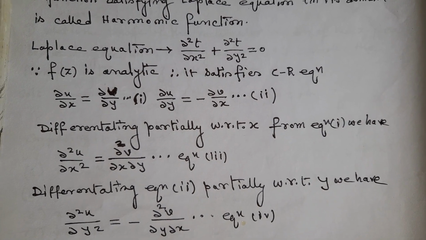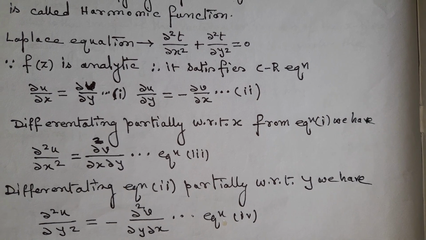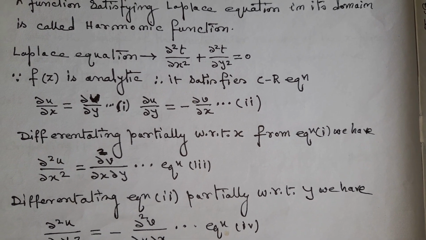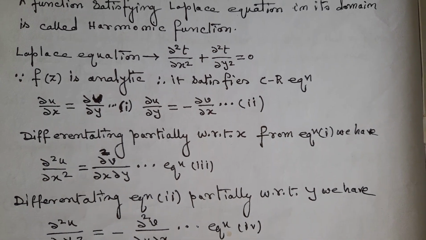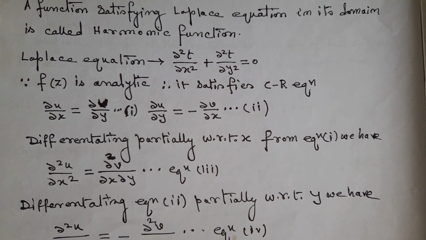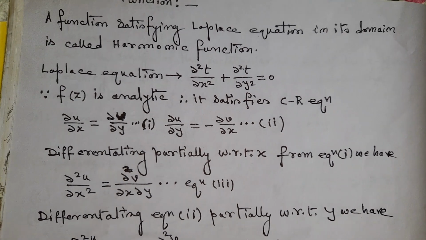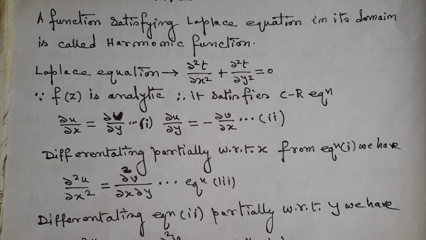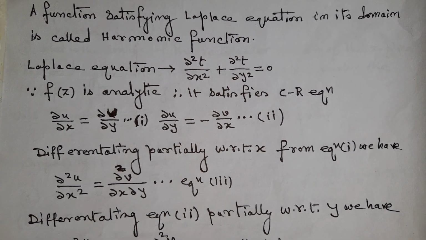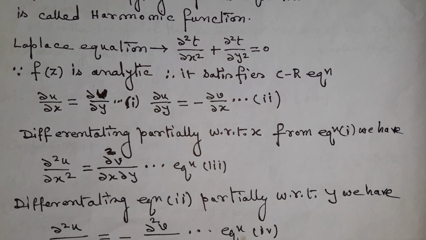Now differentiating equation number 1 partially with respect to x, what we will get? We will get del square u del x square equal to del square v del x del y, equation number 3. The equation number 1 was del u del x equal to del v del y. If we differentiate it with respect to x, we get del square u del x square equal to del square v del x del y. We name this equation 3.